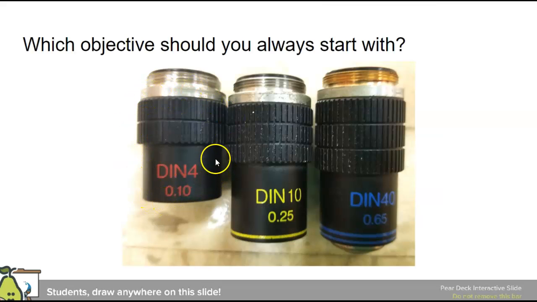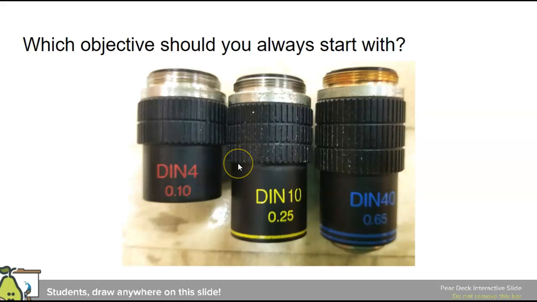So if you take a look, here are our objectives. And I have unscrewed them from the microscope. And you'll notice they get longer. So this DIN stands for Deutsch Industrial Number, something along those lines. But basically, it's the standard lens. It's just saying this is the numbers that they go by. And the number after that, 4, means how many times it's magnifying. So this lens is magnifying it 4 times. So zooming in 4 times. This one is magnifying it 10 times, and this one is magnifying it 40 times.